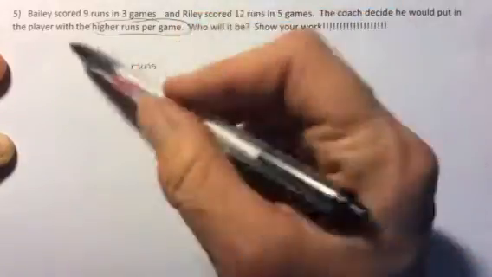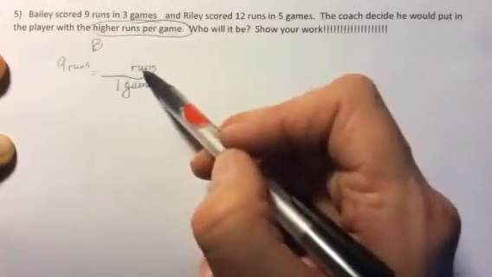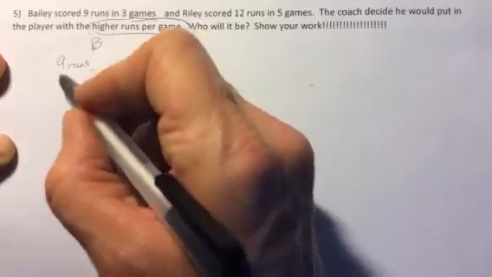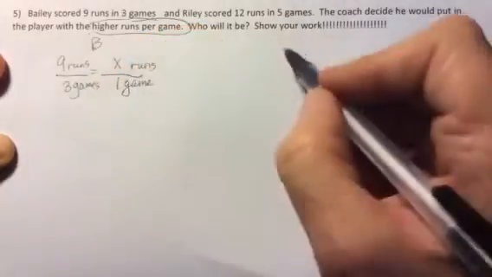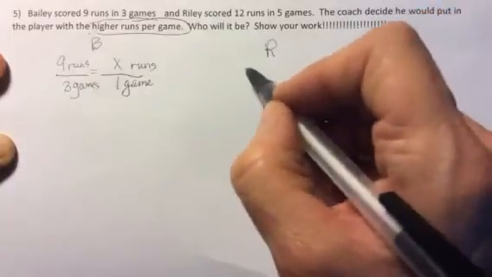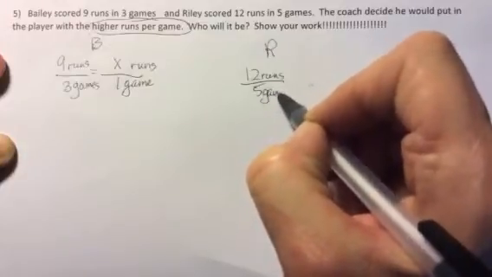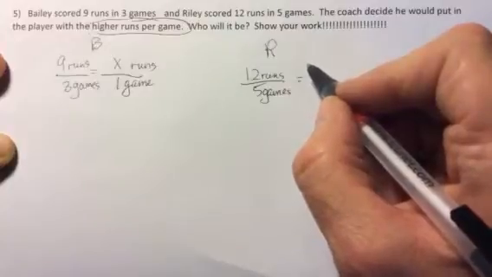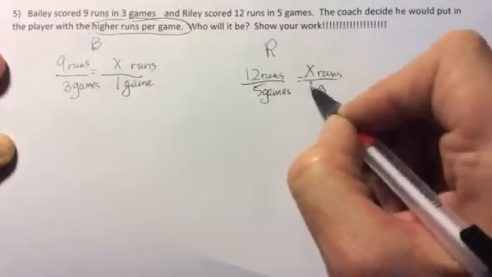Well, if we look, Bailey, put B up here, scored 9 runs. And if we label, we see we've got runs across from runs. And we're going to put X there because we don't know how many runs. You could put an R. Out of 3 games. And then Riley scored 12 runs in 5 games. And we are going to see how many runs Riley scored per 1 game. So there's the unit rate again.